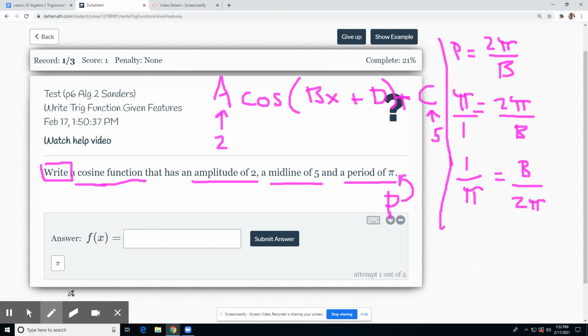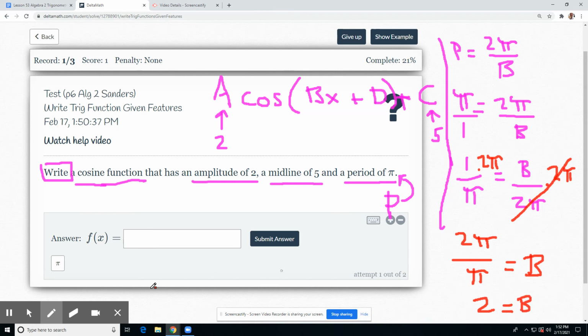What keeps b from being by itself? Divide by 2 pi. The opposite of divide is to multiply. Do it to both sides. And I get 2 pi over pi is equal to our b. These cancel, and then the pi's cancel, and I get b is equal to 2. All right. And so now I know b is 2, and there's no phase shift on the x, so d is 0.